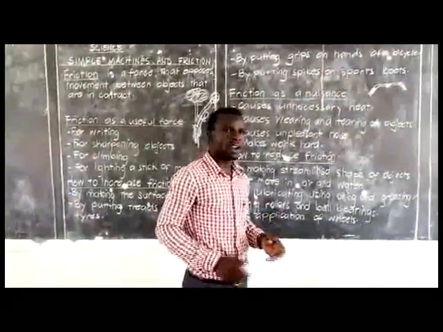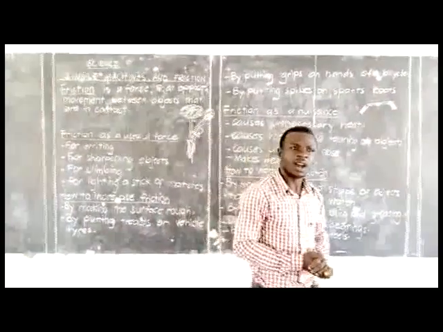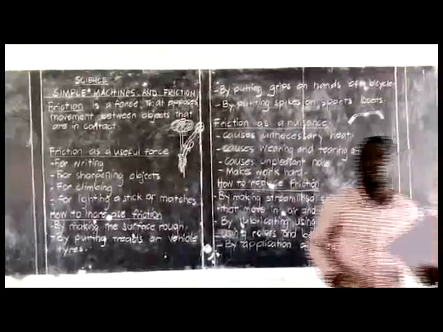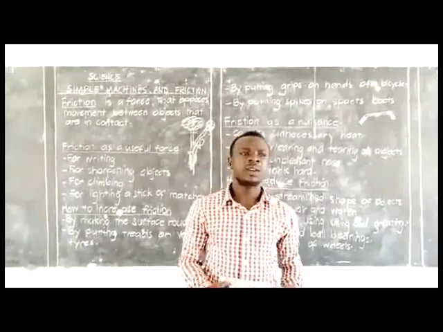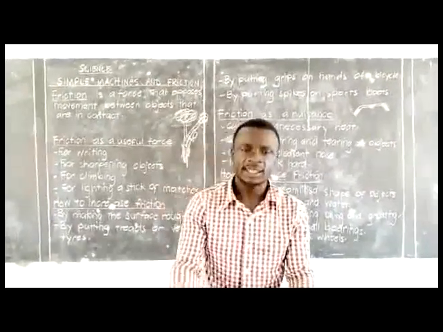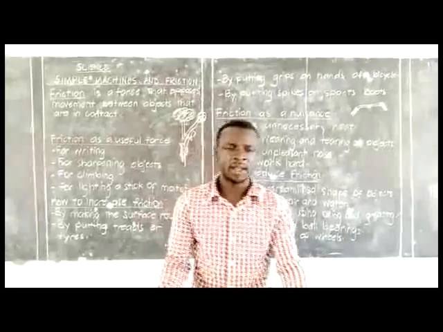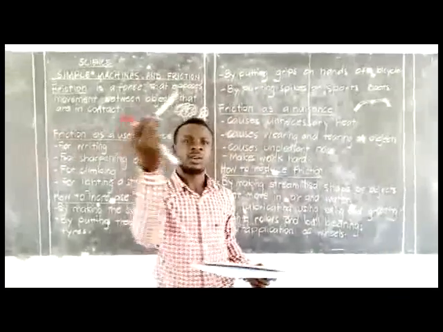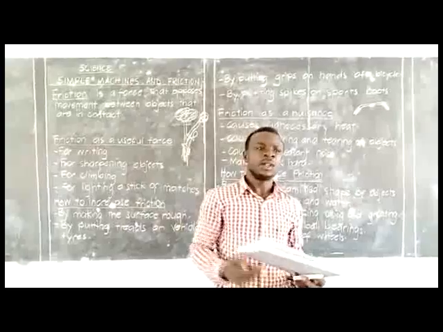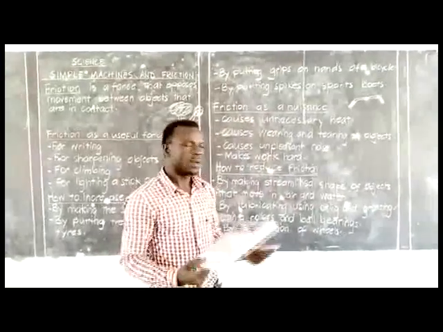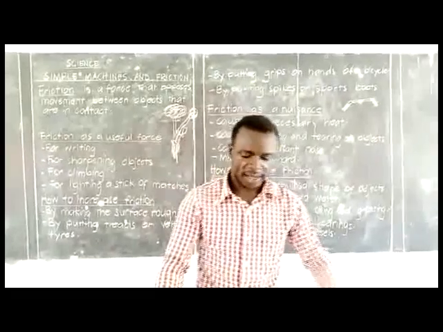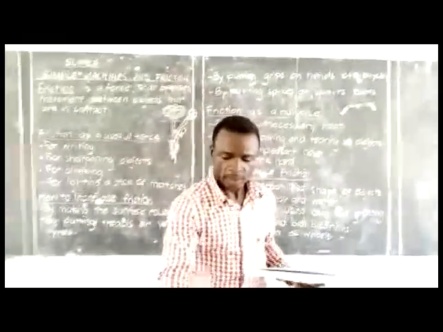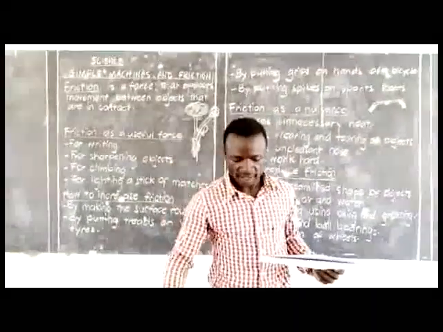Friction makes work hard. How does friction make work hard? For example, I have this book. You may have a bigger object, and it is hard for you to carry it. Why? Because its surface here is large compared to this object. So to make this work easy, you use what you call rollers. I have my rollers here.